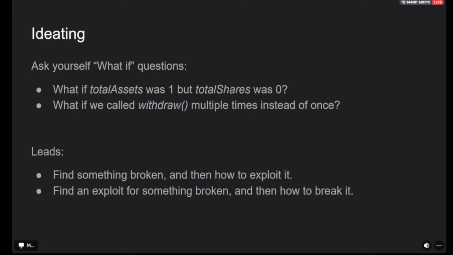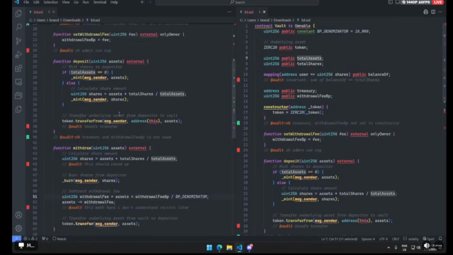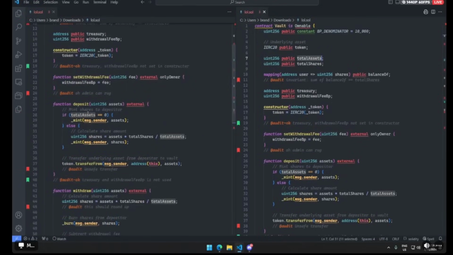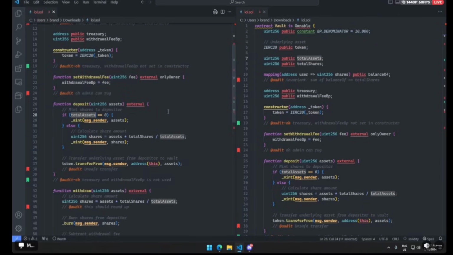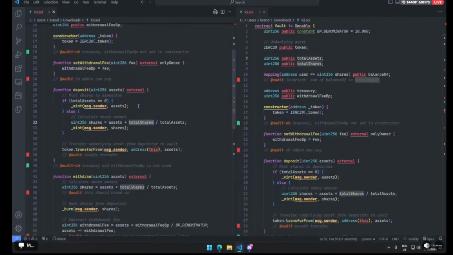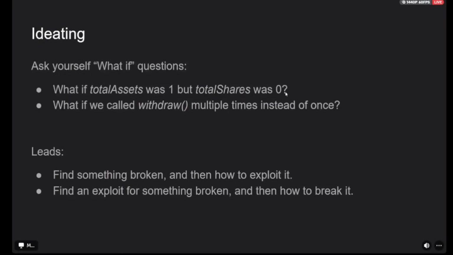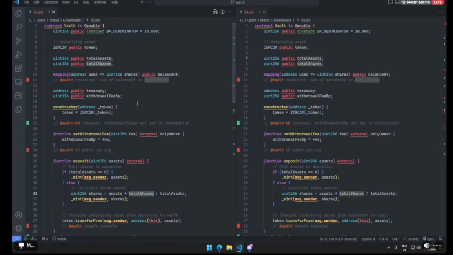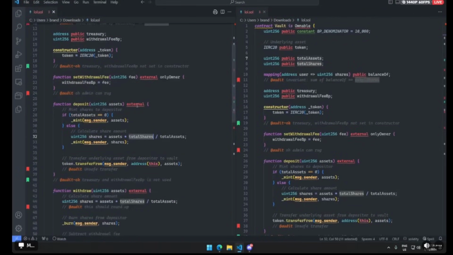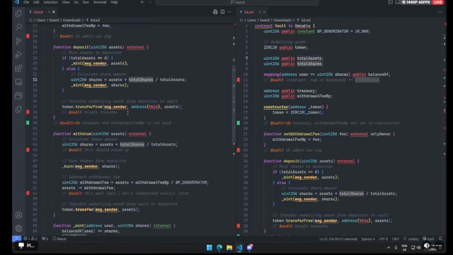But the point of this ideating phase is you need to ask yourself questions about the code base. So with the state in mind, let's say we are at this function. What if total assets is 1 and total shares is 0? You just ask yourself a lot of what if questions. A lot of ideas won't work, but you just need to generate ideas of funny things that might have an impact at the end.